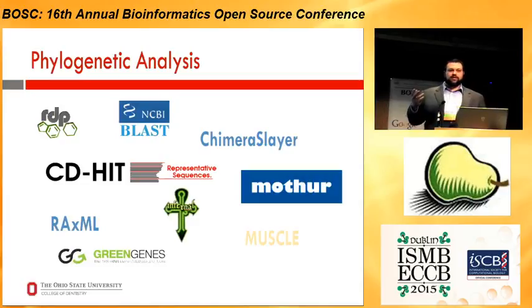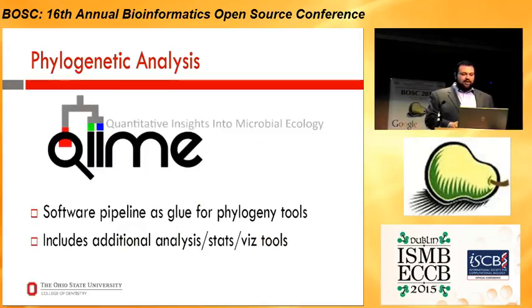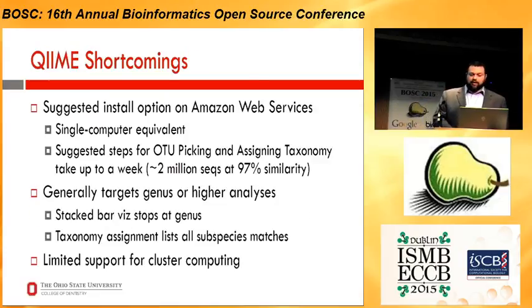This is a software package developed specifically for phylogenetic analysis, so 16S sequencing type data. These are all the tools around that kind of thing. And of course, QIIME is one of the most commonly known pipelines for analyzing 16S data. It kind of brings these things together.